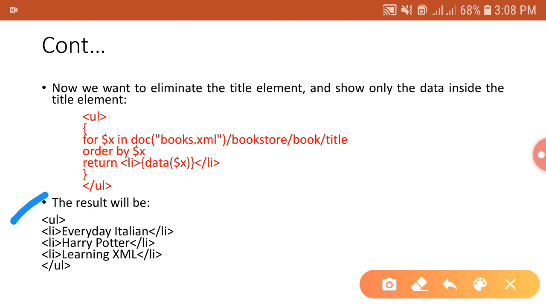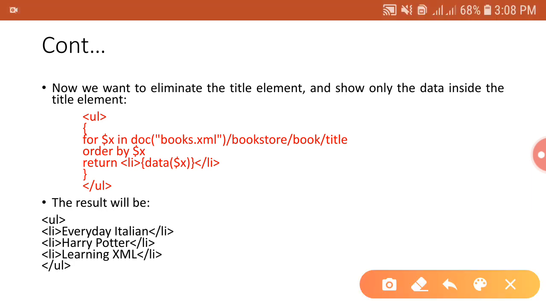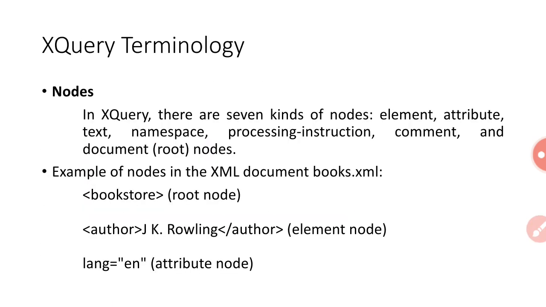See the difference here. In the first example, the whole title element is retrieved in LI tag. But in this example, only the content of title element is retrieved, right? So this is how you can combine your XML FLWOR expression with HTML tags.